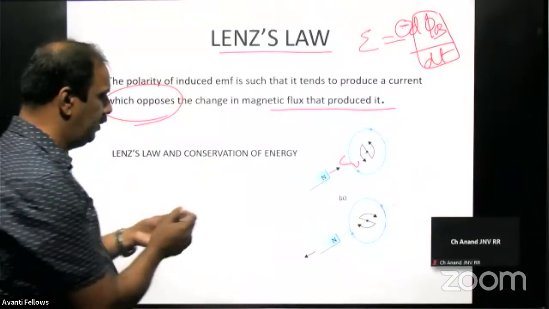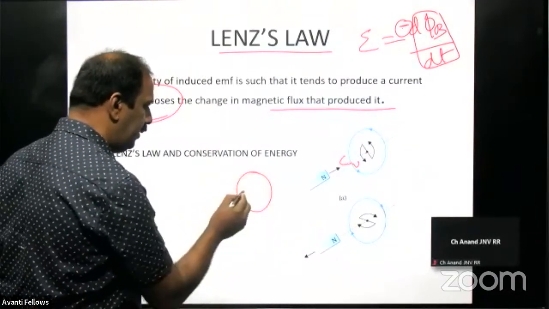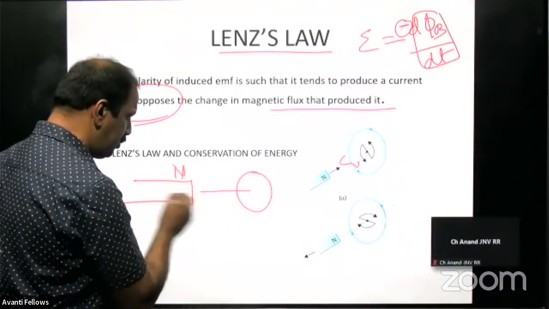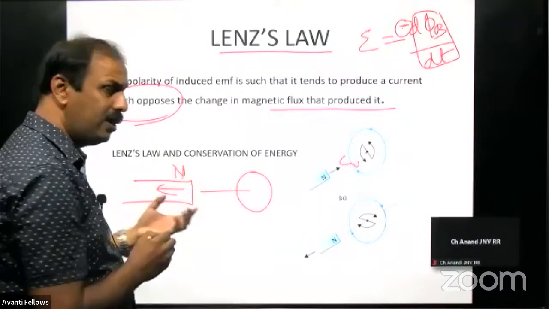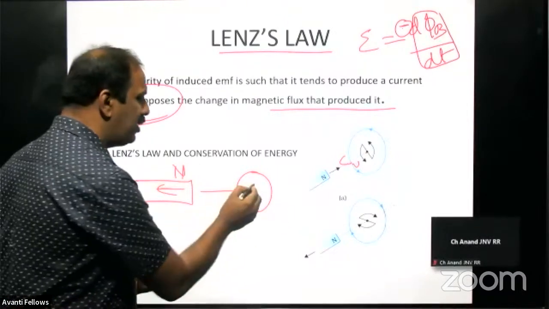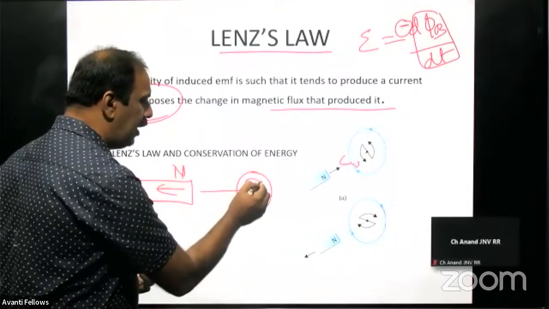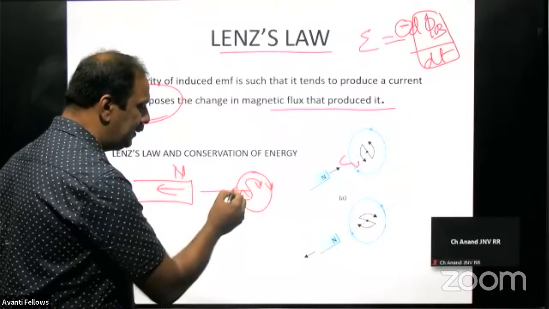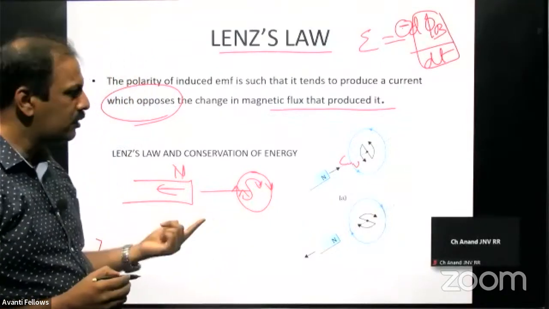See here, you have the loop here, and your north is going away from this one. North is going toward this side. So it is going away. You have to attract this one. So this side should be south. So if you want to get south here, the direction of current should be like this. So I think that's clear.